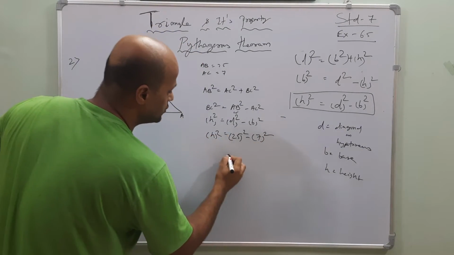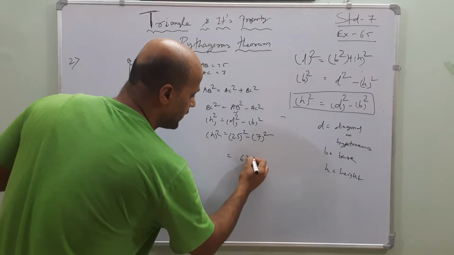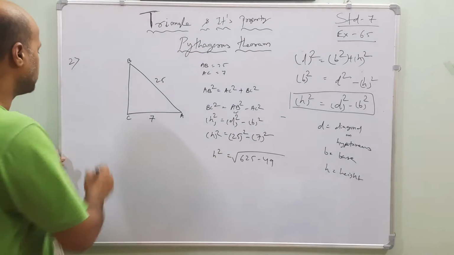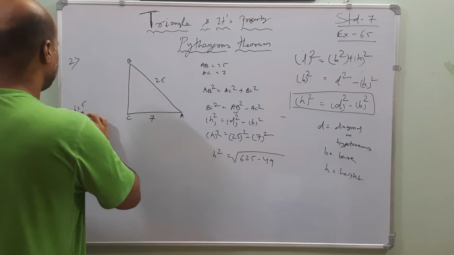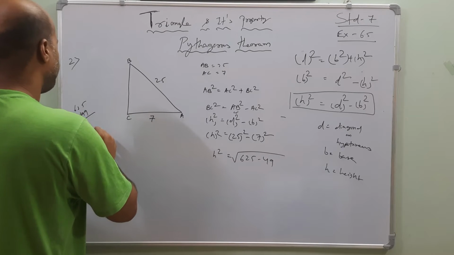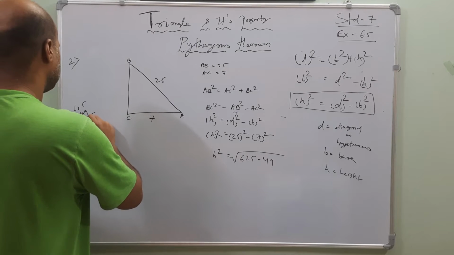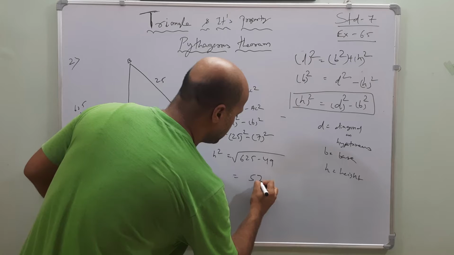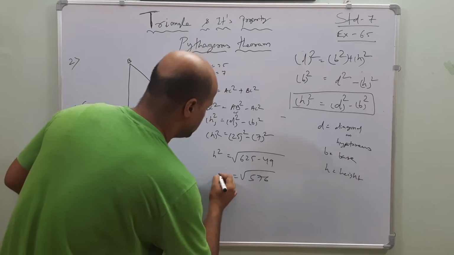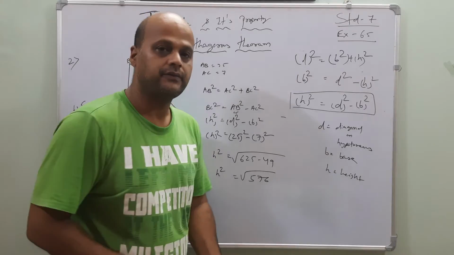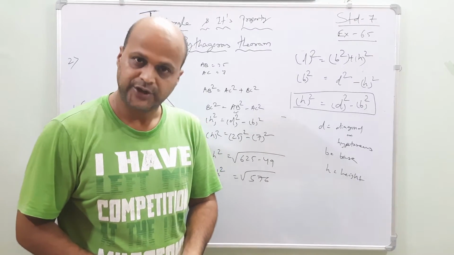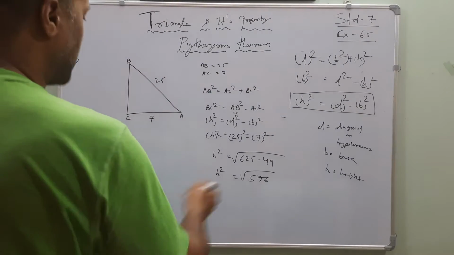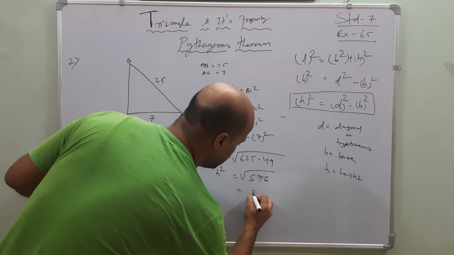Now height square is equal to 625 minus 49, square root. Okay, height square. Now how much is it coming, my dear friends? Just tell me. Now it is coming 576, square root. Now h square is how much? 576. So my dear friends, how much will it come? It is coming 24 square.